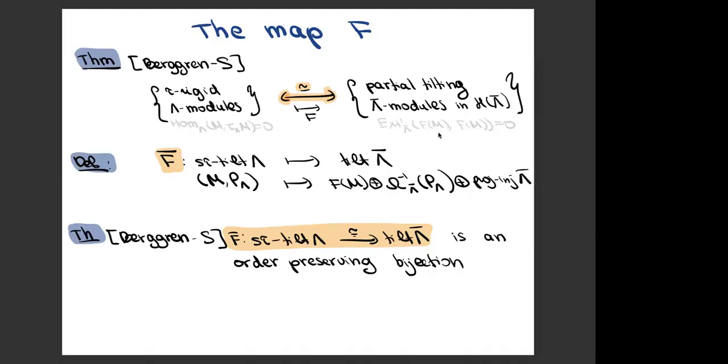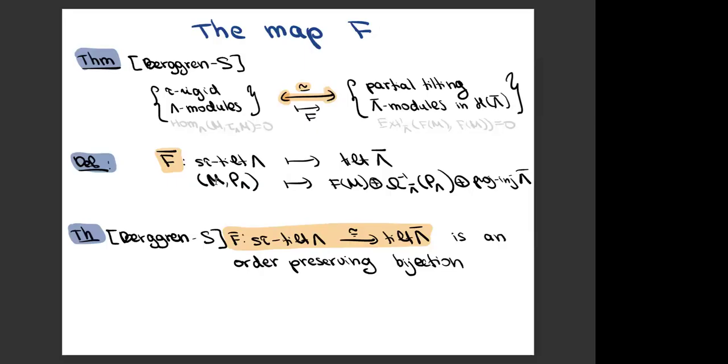Okay, and so this gives you a bijection, a correspondence. And now I want to enhance it so that I get the bijection that I want between tau tilting pairs and actual tilting modules. So what I do is I create this f bar. This f bar is going to go from the tau tilting set to the tilting set of lambda bar, and it's going to send a pair m comma p to the following tilting module.